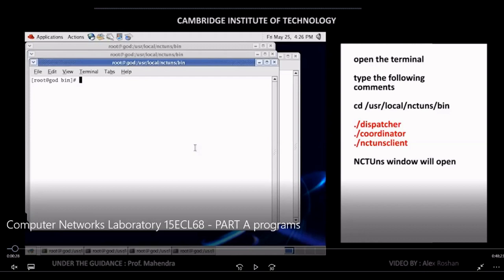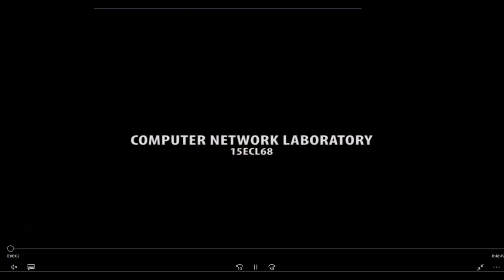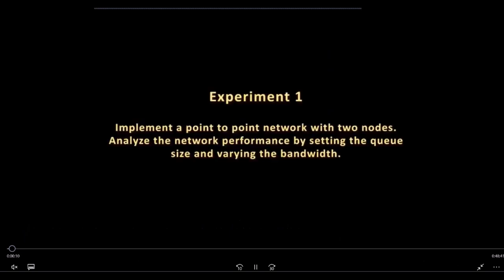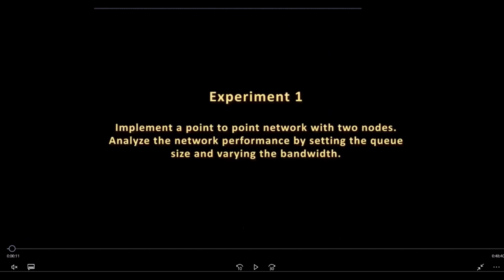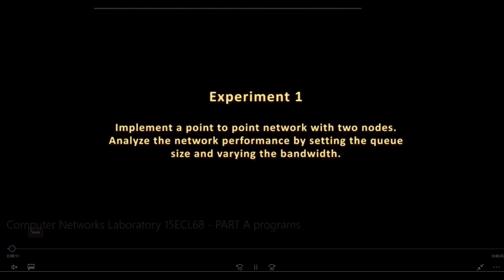So I recap from the first. CCN lab, computer networks lab, CN lab, 17EC L68. Okay. The first experiment is the implementation of a point-to-point network, I mean, two point-to-point networks, and you are going to understand this.